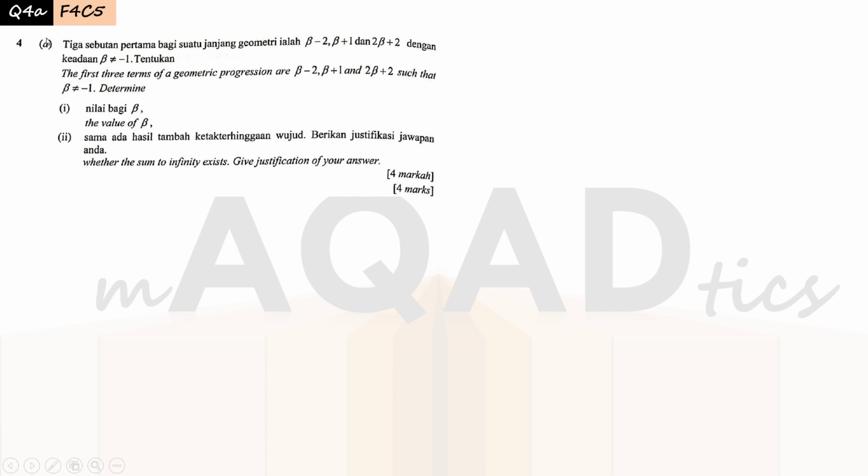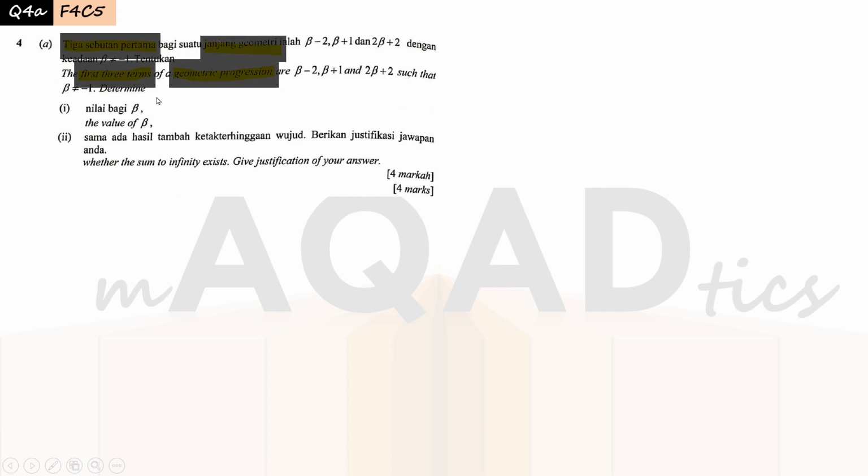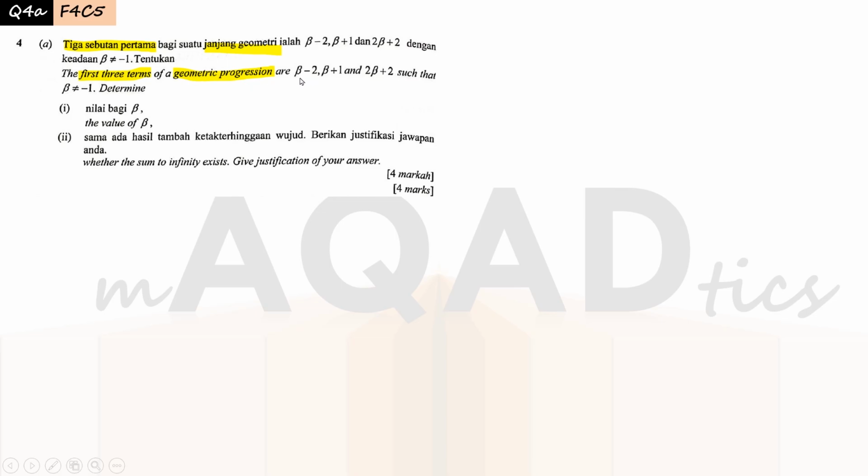Question 4 focuses on progressions, and here we have the first 3 terms of a geometric progression, which are these 3. It says that beta, this symbol is called beta, B-E-T-A, cannot be minus 1. So in part 1, we need to find the value of beta.